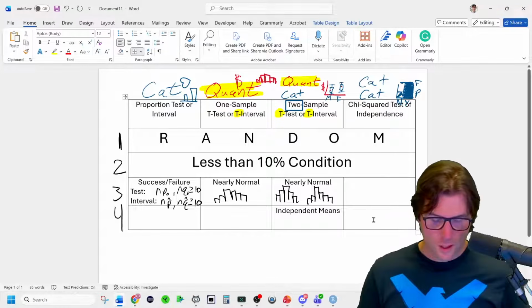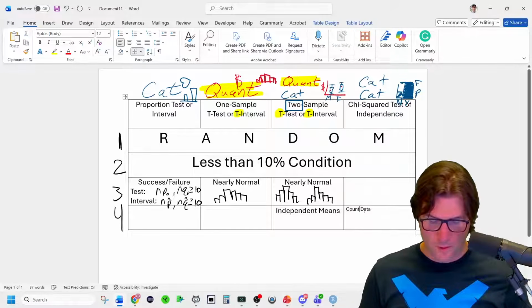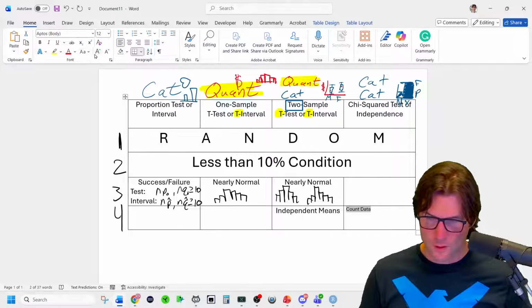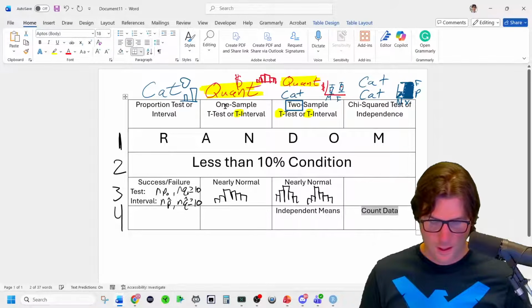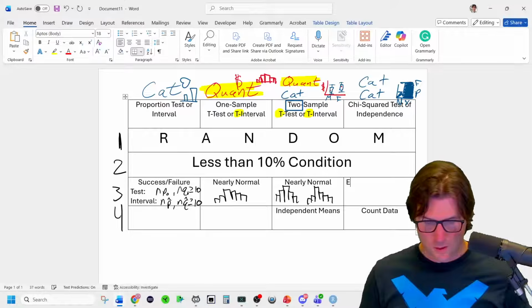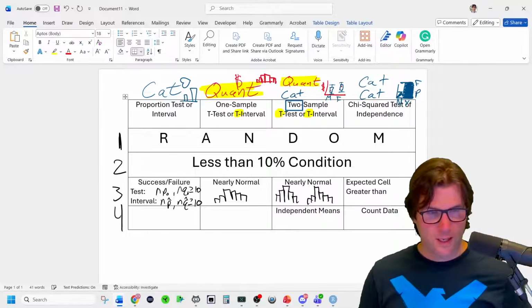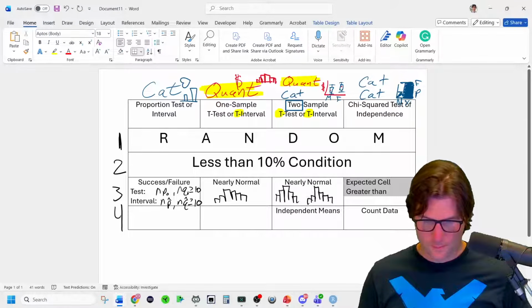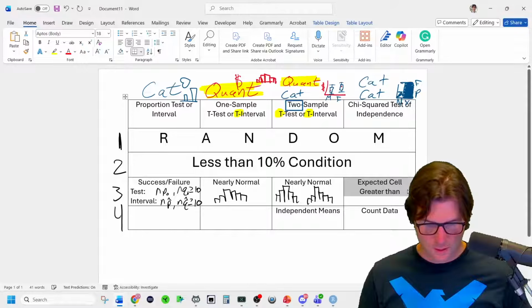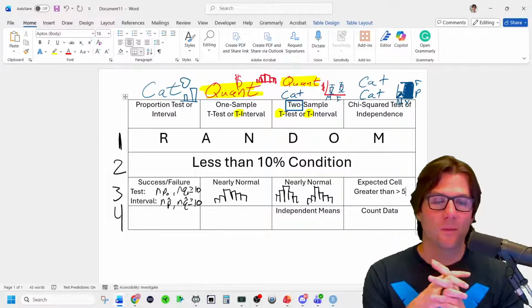I usually go count data right here. Count data means both variables are categorical. So all you have to do is look to see if it's categorical data. And it's similar to this. It's called expected cell counts greater than what? 5, exactly. And that's row total times column total over grand total.